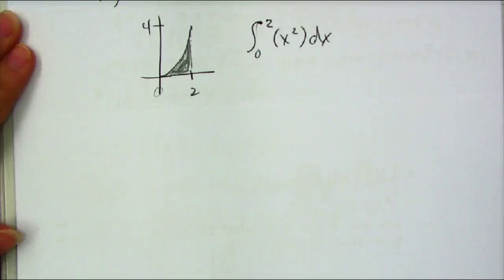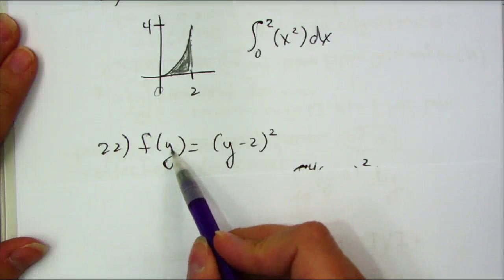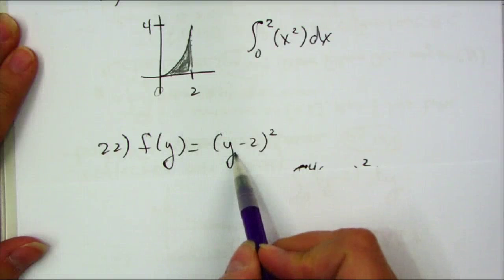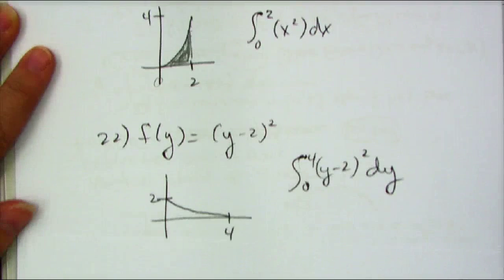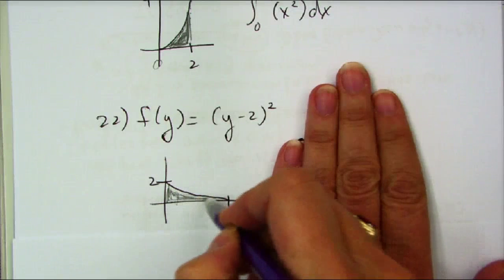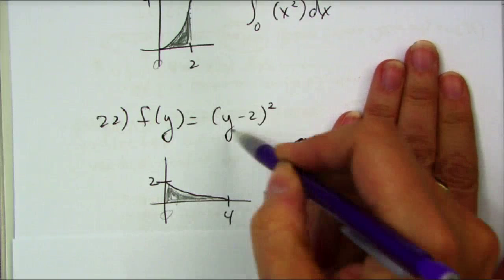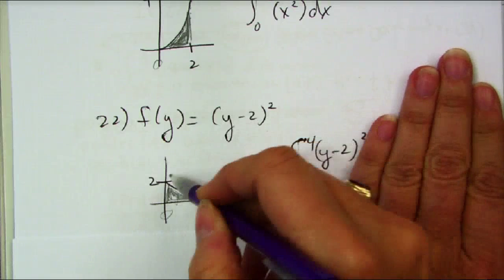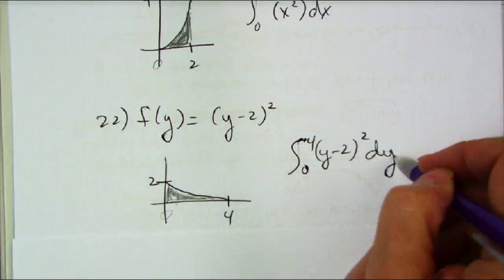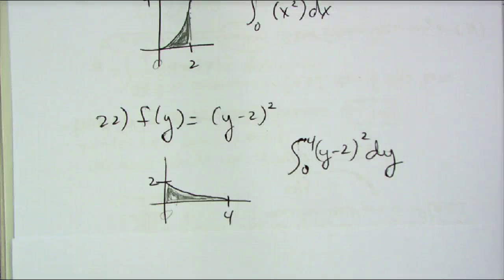Let's do one more. Number 22. Please note this is as f of y. This tells you that the variable on the other side of the equal sign is y. That's my independent variable. So there's the sketch of the graph. Here's the area. So that's going to be integration from 0 to 4. We're going to have the function, because it's the area underneath that function, times dy, with respect to y. That's my independent variable. So those were setup problems only.